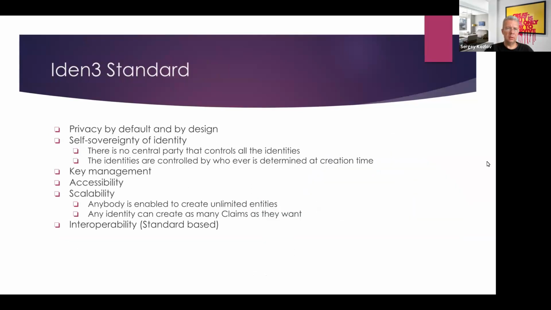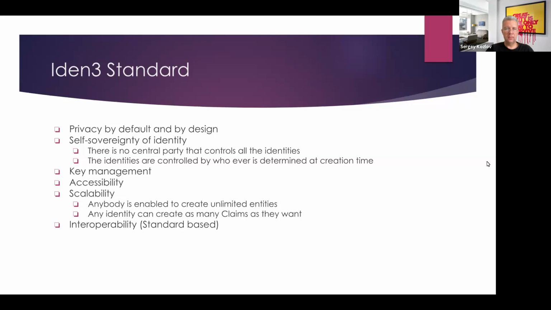I will talk about it later, but let's focus on the Iden3 standard. That's very important. The standard which Polygon technology is using is called Iden3. Iden3 is built on the Circom libraries. So it's privacy by default and by design, with self-sovereignty of identity. There is no central party that controls all the identities. So that's great. It means that no one can switch off all identities. That's not how it works.